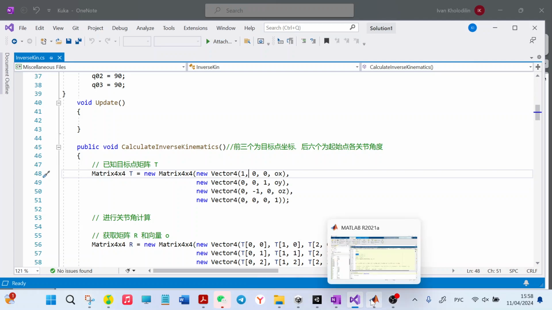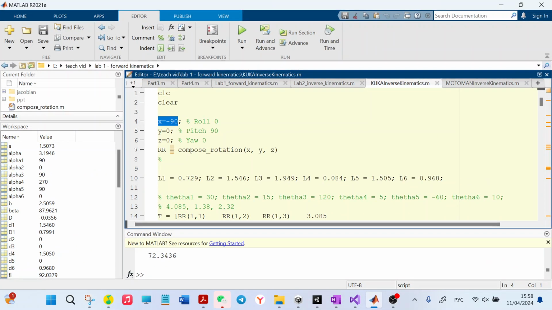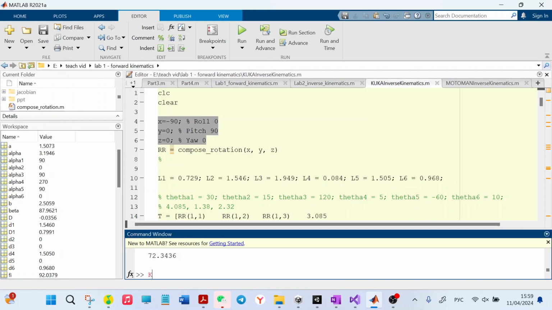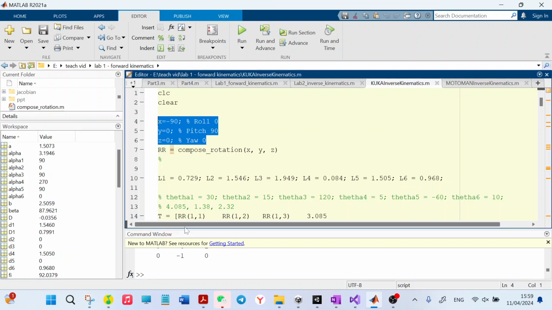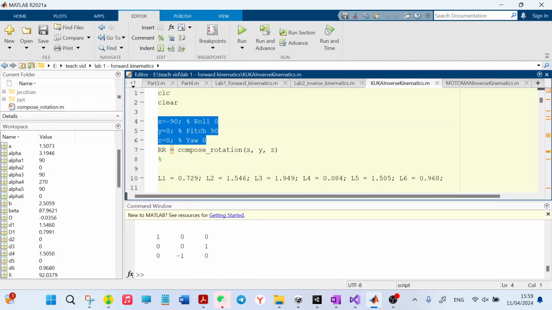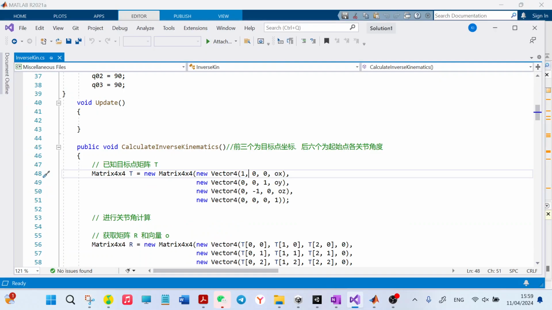If we also take a look at this compose rotation matrix, it multiplies the matrices with each other. So RR will be our rotation matrix, how to rotate the gripper. It's the same as this. This is the rotation part, and this one is the translation part, x, y, z. And here is how to rotate the gripper of the robot.